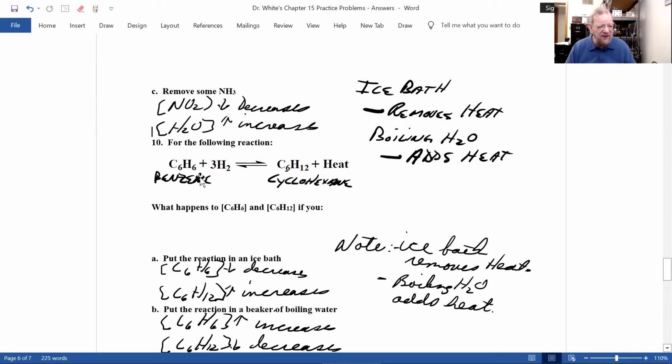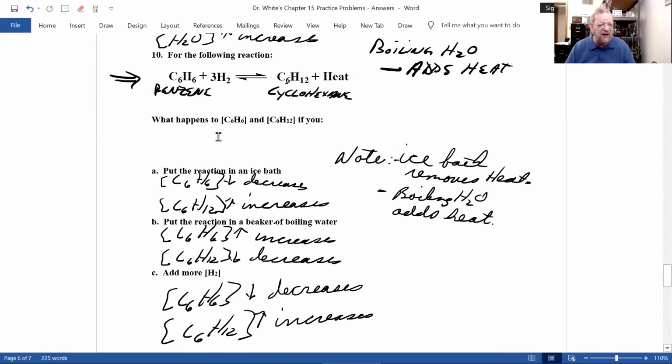So if we look at number 10, we have this reaction right here, equilibrium reaction. And the question is, what happens to C6H6 benzene and C6H12 cyclohexane if you put the reaction in an ice bath? Oh, by the way, I had it down here too. Boy, am I nice. What does an ice bath do? It removes heat at equilibrium.